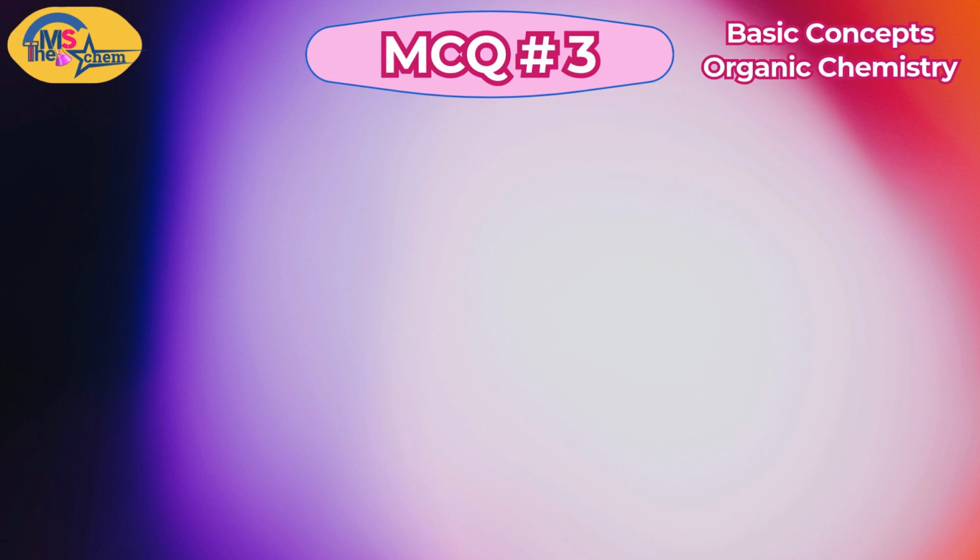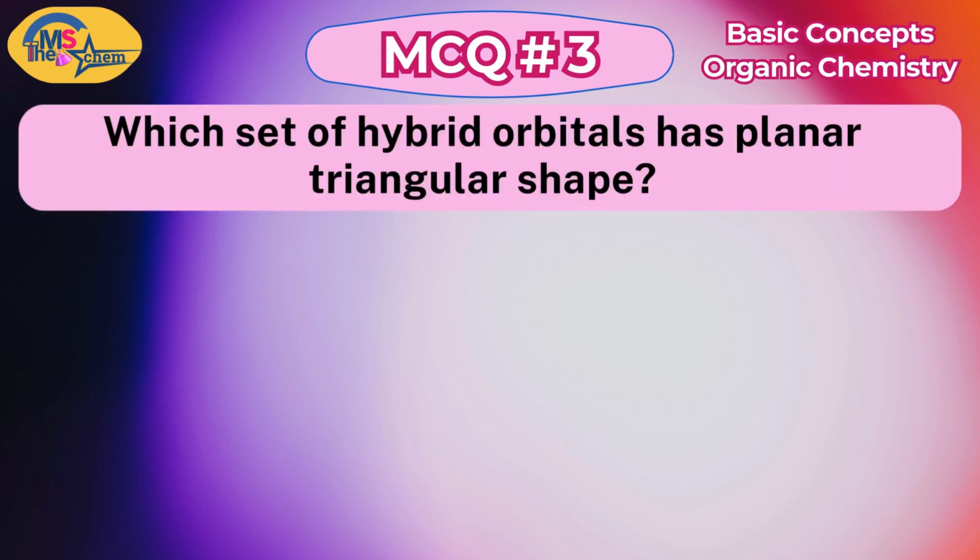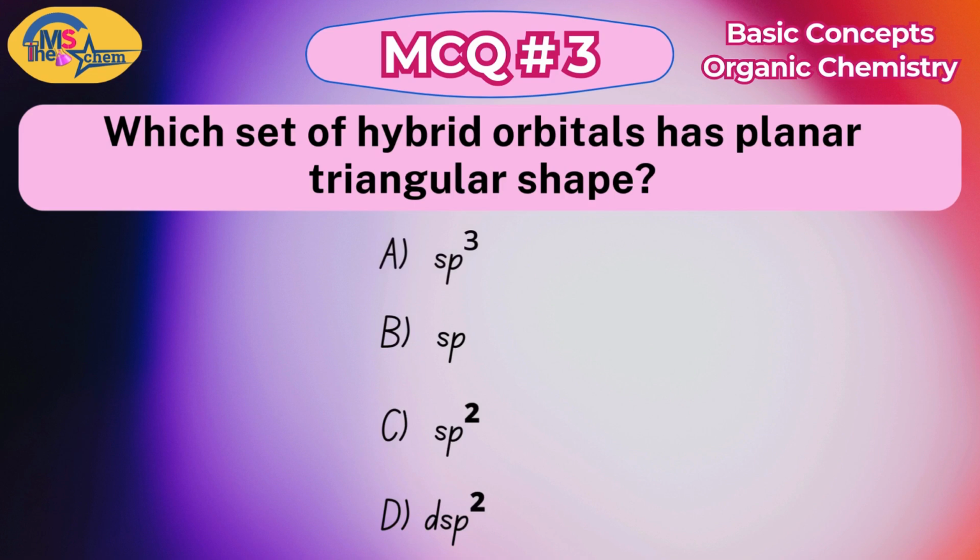And now the question 3 is: which set of hybrid orbitals has planar triangular shape? Option A is sp3, option B sp, option C sp2, option D dsp2. So which would be the answer?